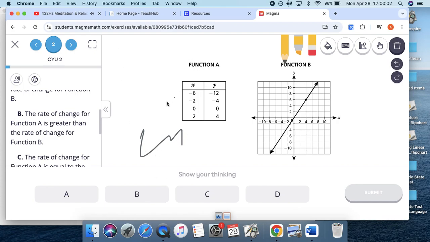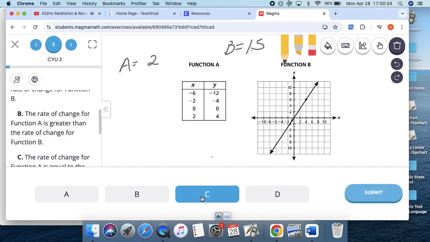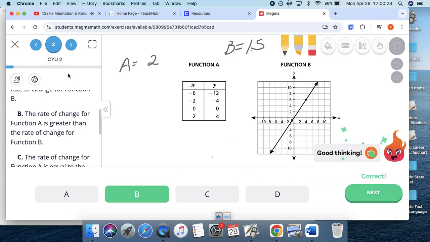Can I do actually? Oh, look at that. So, hang on. I can say that for A, the rate of change was 2, and the rate of change for B was 3 over 2, right? So 1.5. Let's see if they accept this as the answer. No, what was it? We put B. And we got it correct. Oh, look at that.